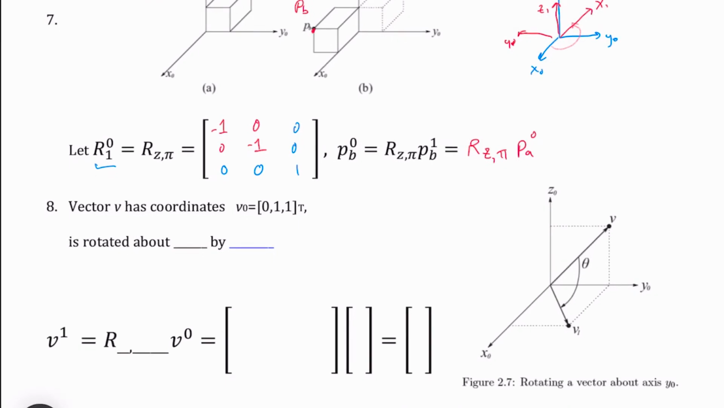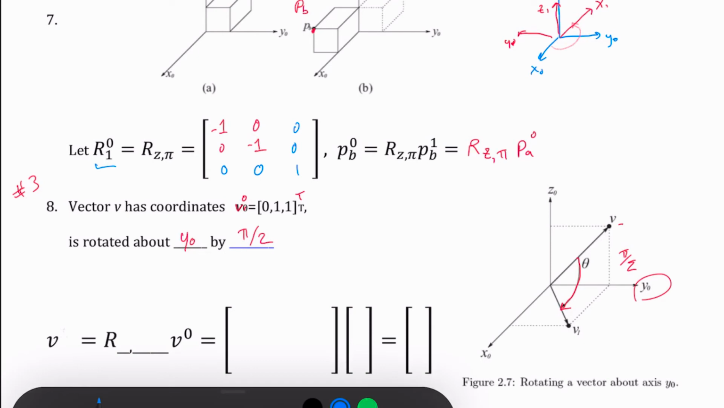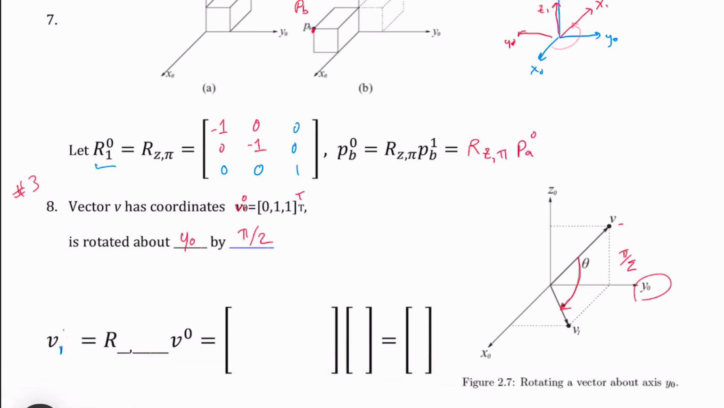Okay, now let's look at our definition number 3, which is an operator that takes a vector and rotates it to give a new vector. V superscript 0 is equal to 0, 1, 1, and this T over here means I'm going to take the transpose of it. And so here we've got a picture where we're taking this v, and it's rotating by theta around here. That is a 90-degree rotation, pi over 2, and we're rotating it about this y0 axis by pi over 2. So we want to know, what is v1 in frame 0?